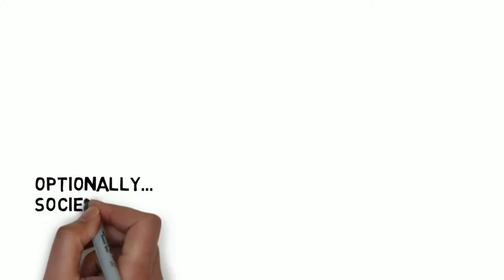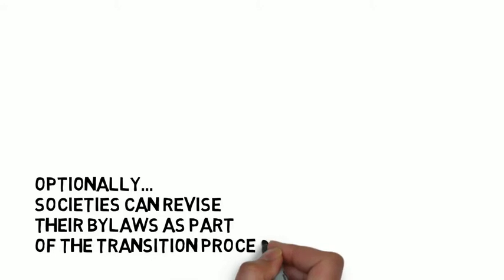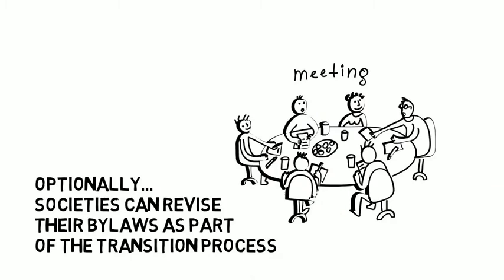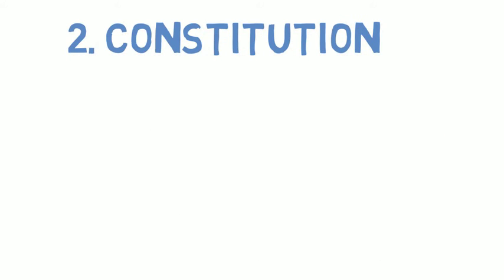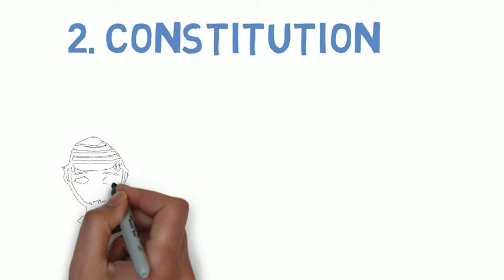Optionally, societies can revise their bylaws as part of the transition process. A society that does so will need to have the changes approved by a special resolution of members. In later videos, I'll walk you through the steps of the transition process. A second way the new Act affects existing societies relates to the society's constitution.